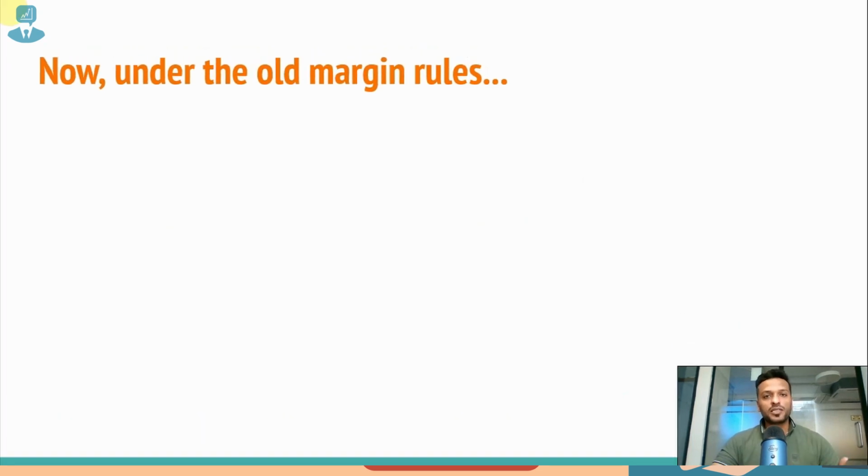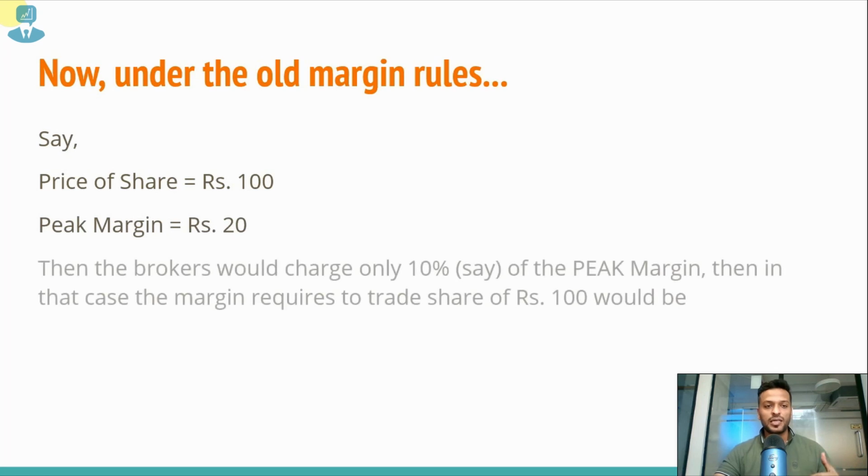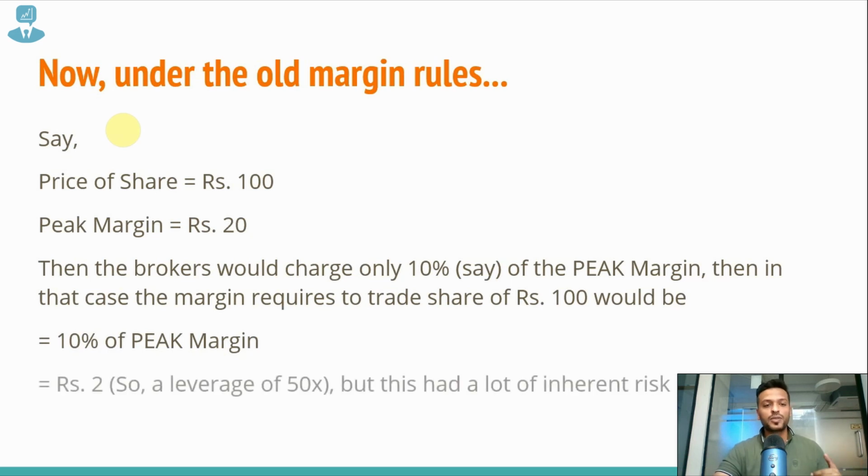Now under the old margin rules, say the price of the share was rupees 100 and the peak margin required was 20 rupees, which is 20% of the price of the share. Then the broker would charge only 10% of the peak margin. Basically he'll give a discount on the peak margin also. So the margin required to trade a rupees 100 share would be 10% of the peak margin, which means only rupees 2 was required to trade a 100 rupees share, which means a leverage of up to 50x was sometimes given by the broker.